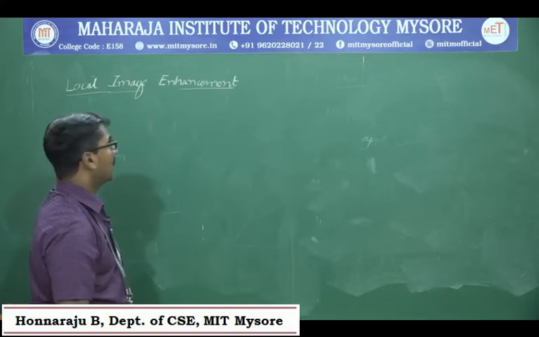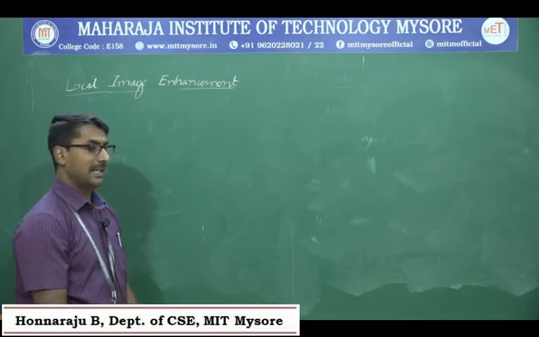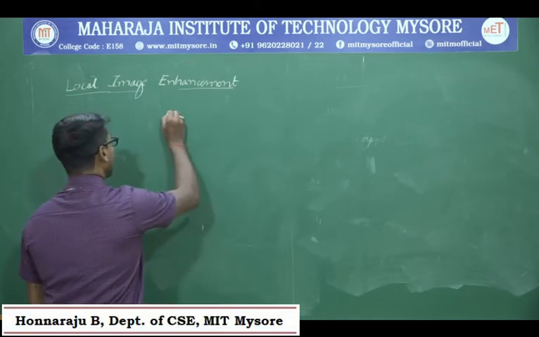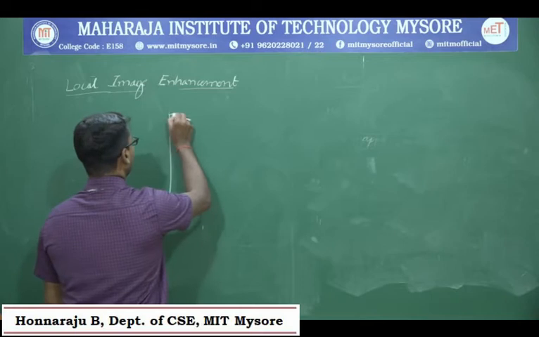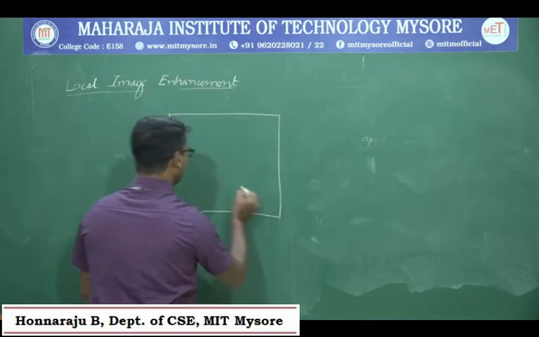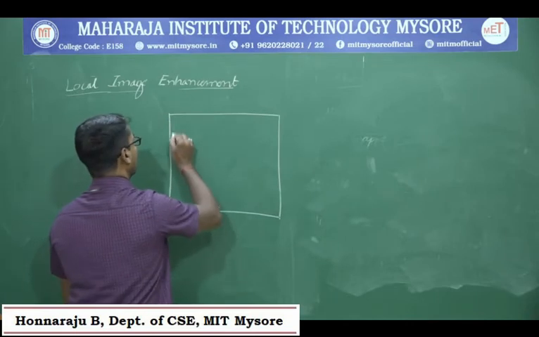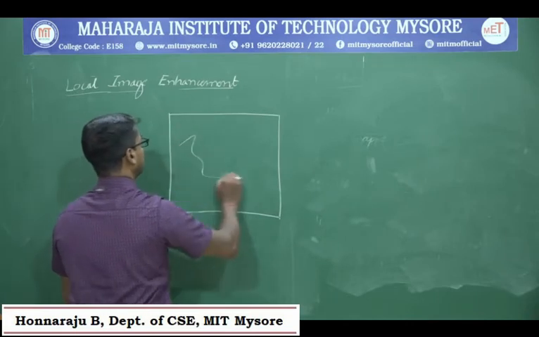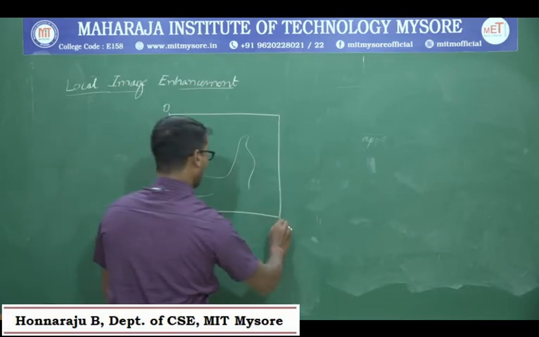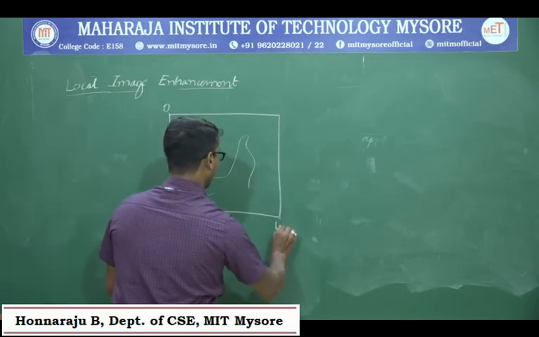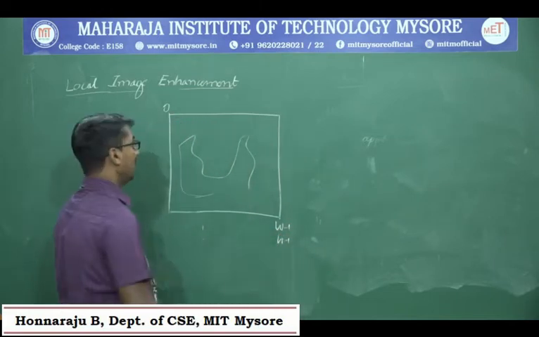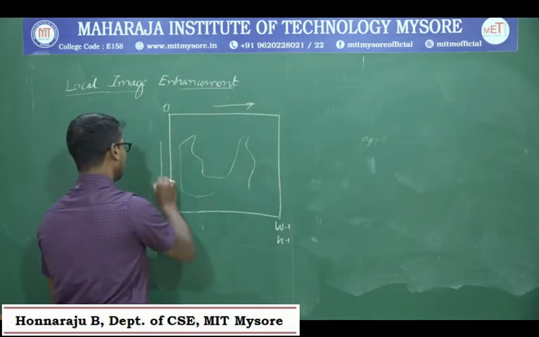Okay, the next topic is local image enhancement. Okay, just now we discussed the concept of histogram matching. Okay, now you consider this is my image, with coordinates 0 to W minus 1 and H minus 1. Okay, this is my input image.